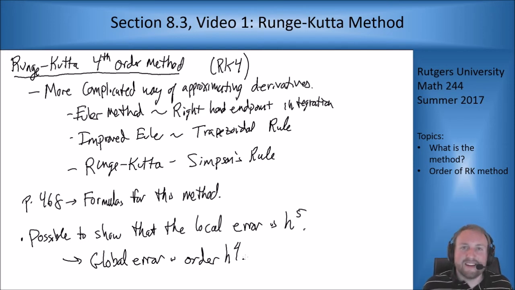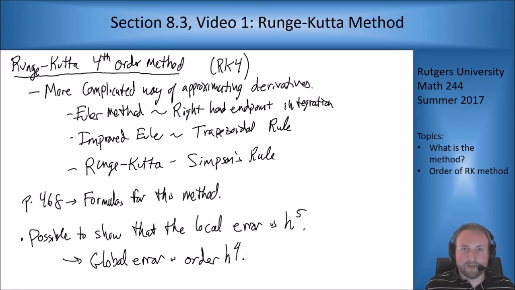So what does this mean? This means that if I cut my step size in half and I'm using the Runge-Kutta fourth order method, then I would expect my error to be cut down by a factor of 16, or 2 to the 4th. If I cut my step size down by 4, I expect the error to go down by 4 to the 4th. So it gives you a vast improvement in how close you're going to be to your solution by cutting your step size in half.